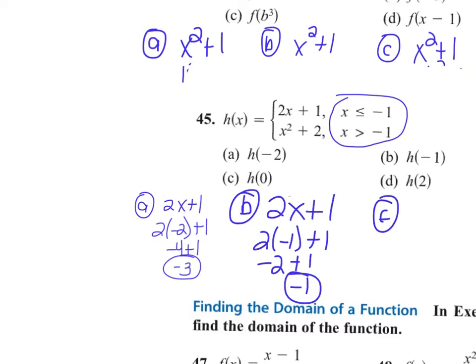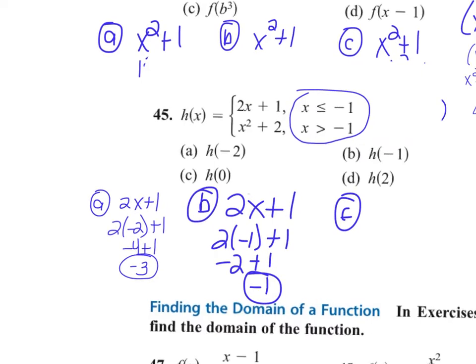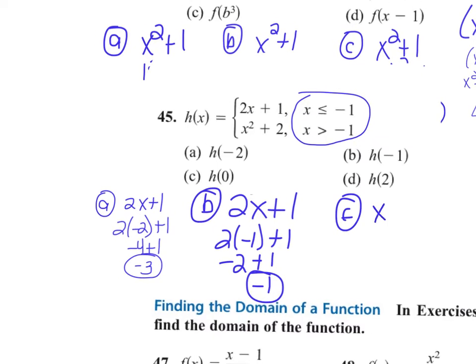In C, I'm going to use 0. Which expression am I going to use, the top one or the bottom one? Bottom one, because 0 is greater than negative 1. So x squared plus 2. 0 squared plus 2. What's my answer? 2.